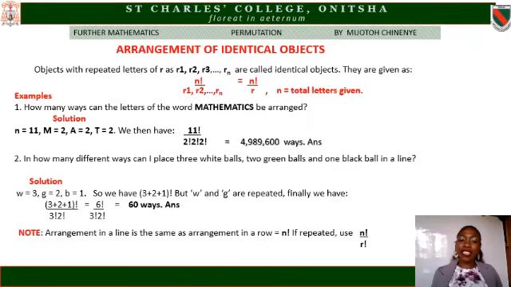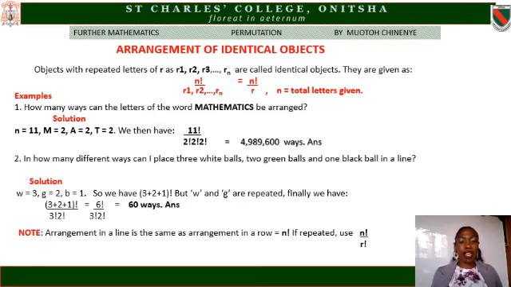Arrangement of identical objects. When objects are identical, it means the letters of the word are repeated. And to do that, we use the formula n factorial over r1 factorial, r2 factorial down to rn factorial. Remember, we use r sub 1 and r sub 2 down to r sub n to represent those repeated letters as used in that particular word.